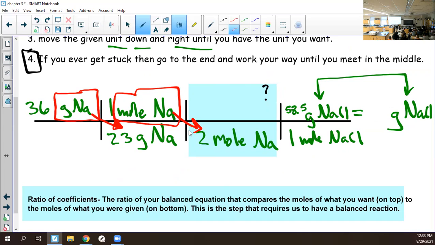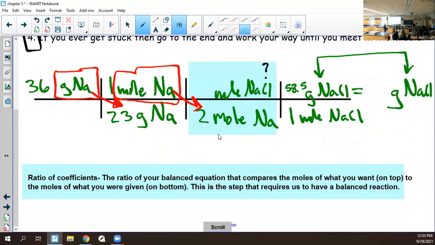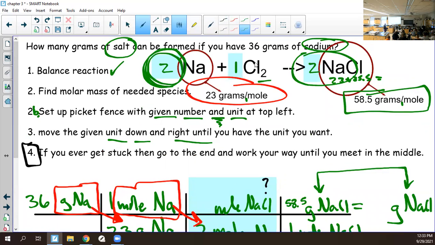Okay, now this part, if you look right here, keep looking. This unit always matches that unit, right? This unit always matches that unit. Always. Look right here. This unit always matches that unit. So what must go here? Mole of NaCl. And what's in front of that from my balanced equation? A 2.